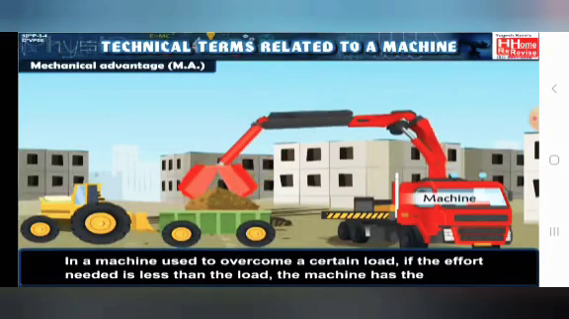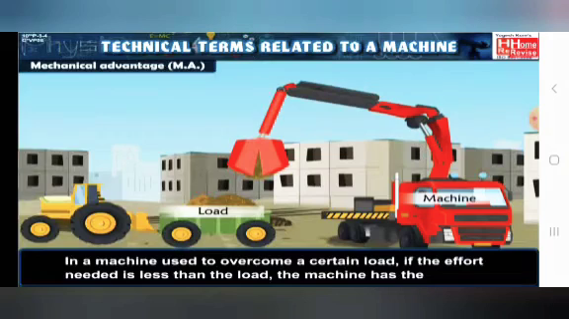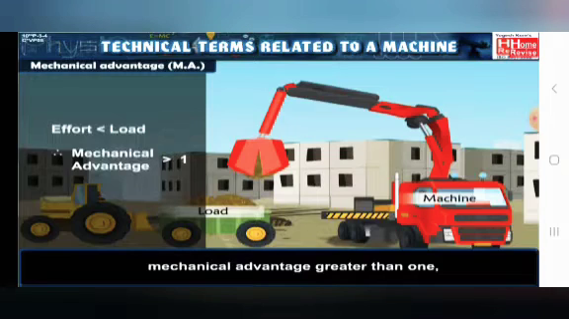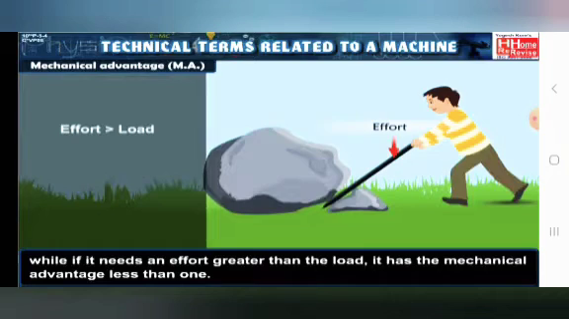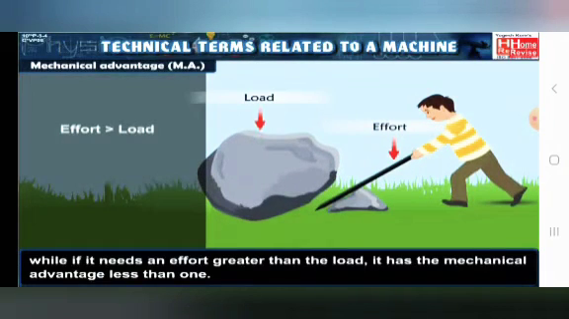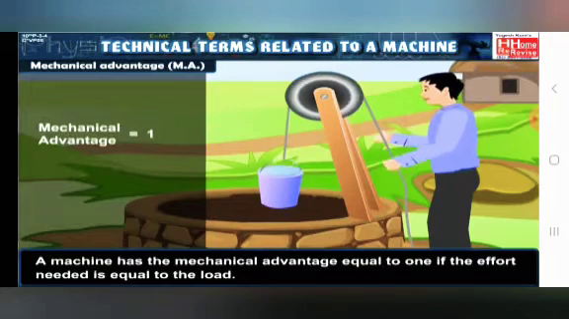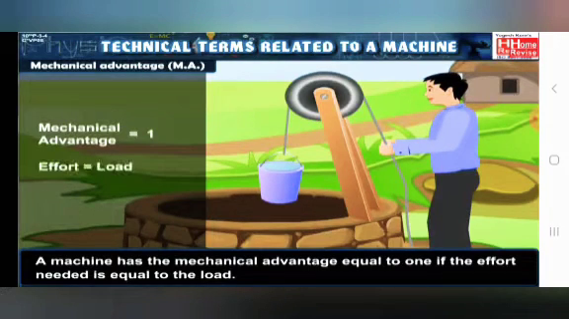In a machine used to overcome a certain load, if the effort needed is less than the load, the machine has a mechanical advantage greater than 1, while if it needs an effort greater than the load, it has a mechanical advantage less than 1. A machine has a mechanical advantage equal to 1 if the effort needed is equal to the load.